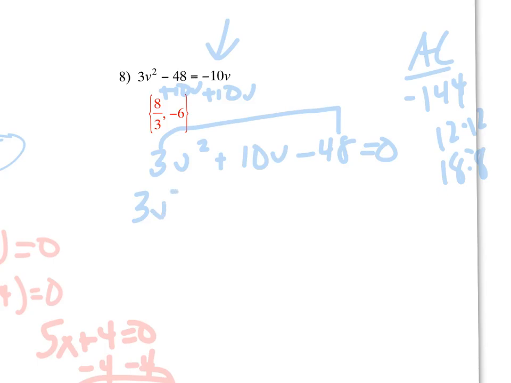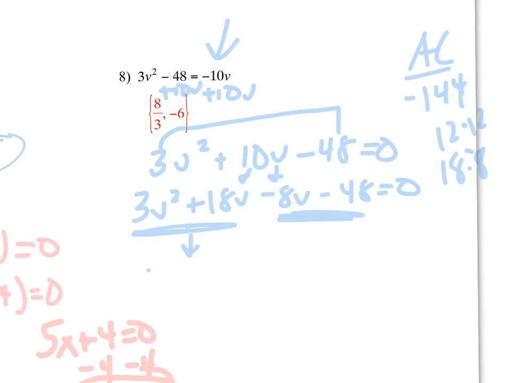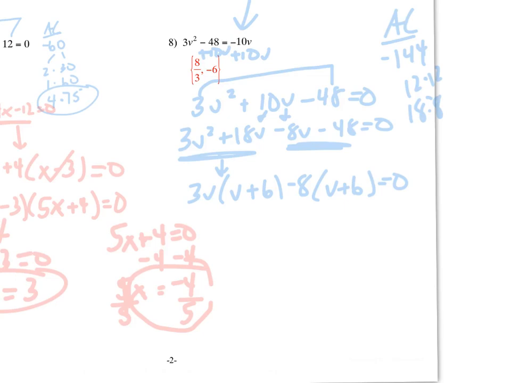So 3v squared. Then we're going to bring in the 18v, and then we're going to bring in the negative 8v, minus 48 equals 0. Group them together. The first group has a 3v GCF in common. That'll give us v plus 6. Now remember, the second group has to be the same thing, so it also has to be v plus 6. So we take out a negative 8 for that to happen. All right, then we just set them equal to 0. When we take out our v plus 6, we get our 3v minus 8.